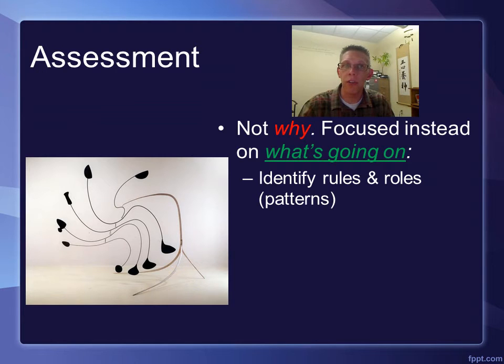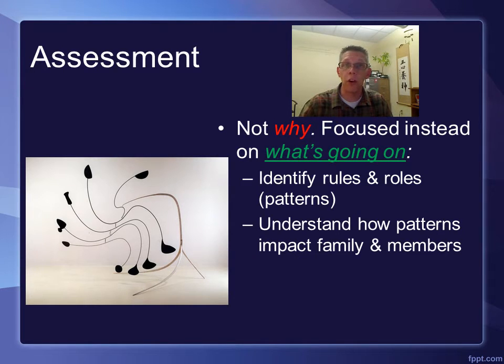What are the patterns of interaction, and how do those patterns impact both the family as a whole as well as each individual member? The family might look great on the outside, but if individual members are suffering, are not getting their needs met, are not able to develop, are unhappy, then the pattern isn't healthy. So you have to look at both the family as well as the individual members.